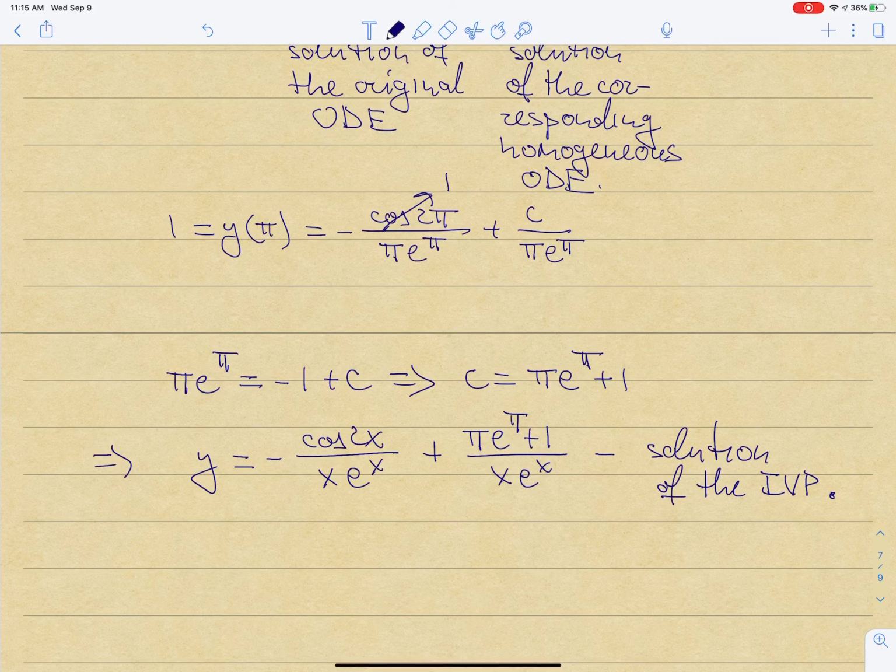All right, so in the next lecture, I'm going to discuss another class of equations that we should be able to solve by using an appropriate method.